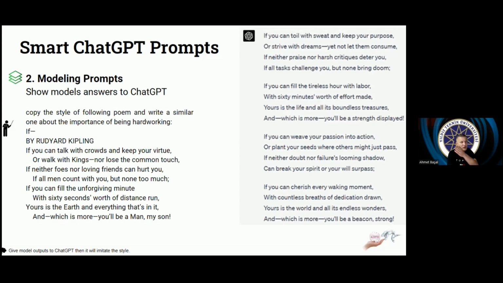If you talk with crows and keep your virtue, or walk with kings, nor lose the common touch. So ChatGPT will imitate the style of the poet and write the poem by imitating its style about hardworking students or being hardworking. So you see the similarity between these two poems. It just copies this style. If you can toil with sweat and keep your purpose, or strive with dreams, yet not let them consume. So the second prompt type is modeling prompts, and this is important.